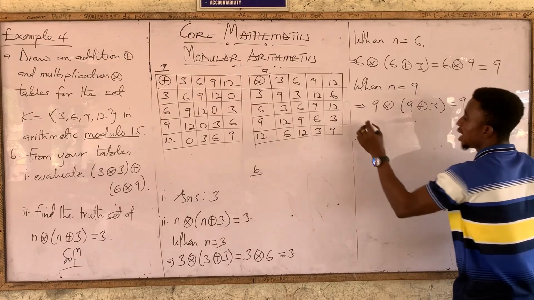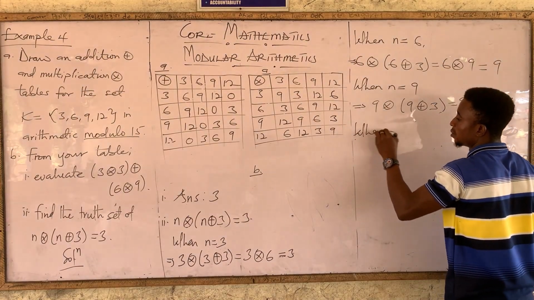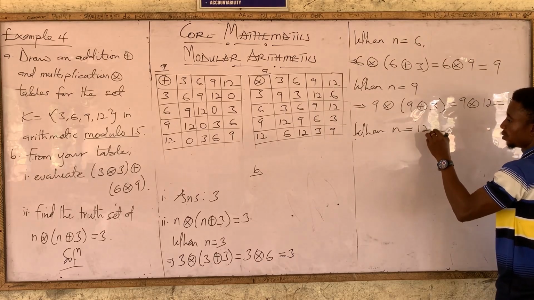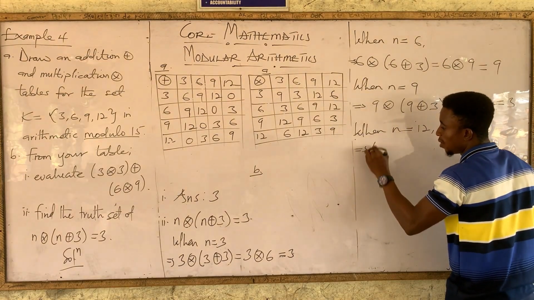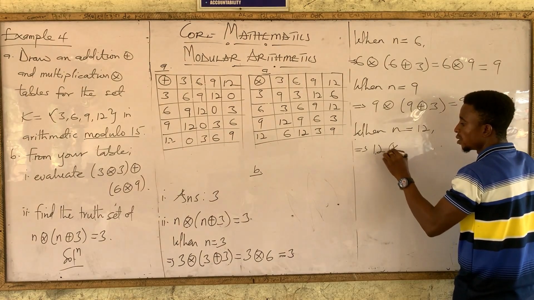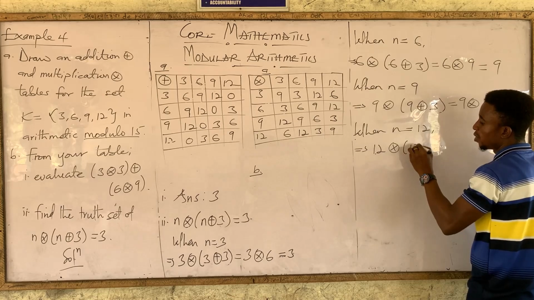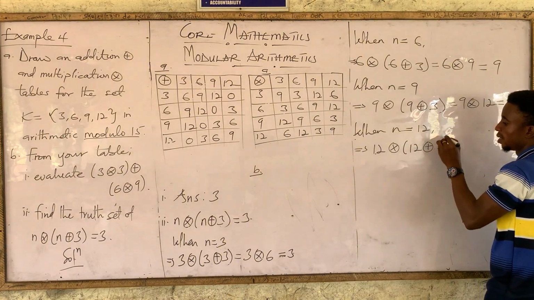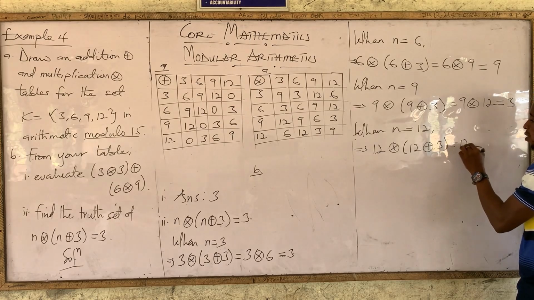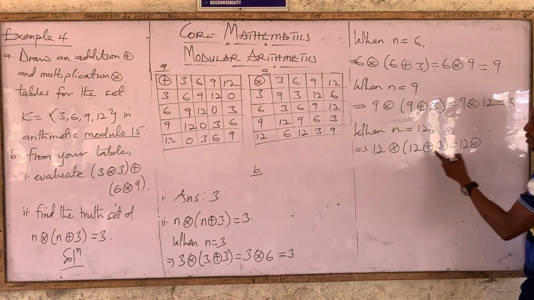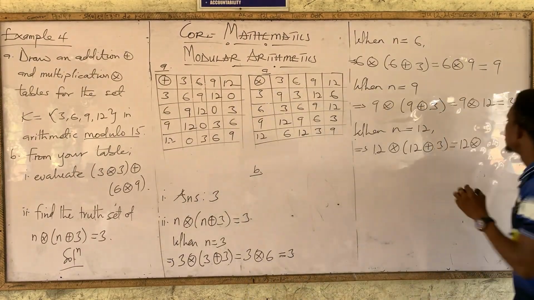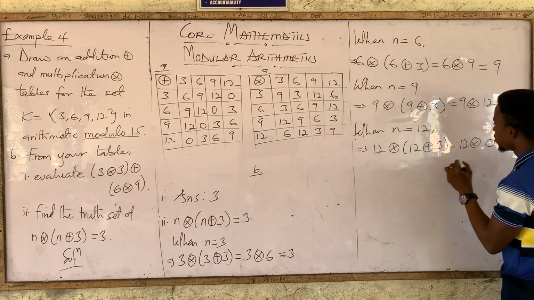So lastly, when n is equal to 12, this implies that I will have 12 times into bracket 12 plus 3. And that one is getting me 12 times, then 12 plus 3 is 0. So that is 0.